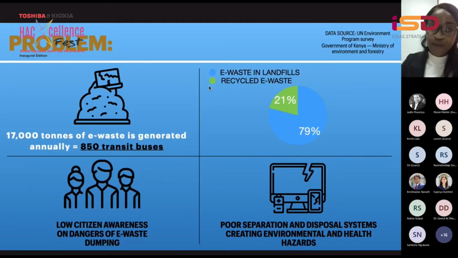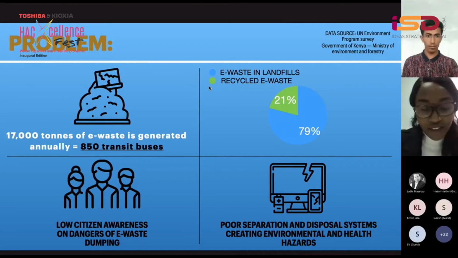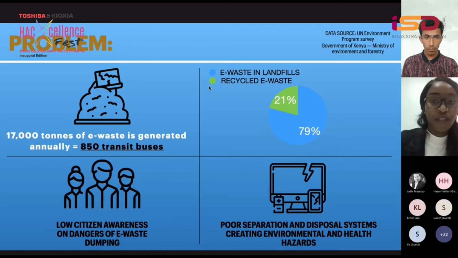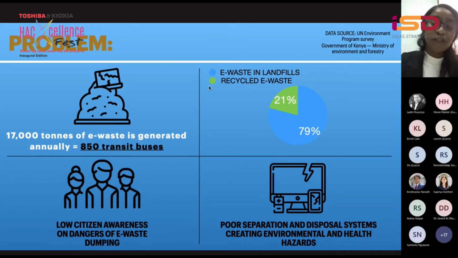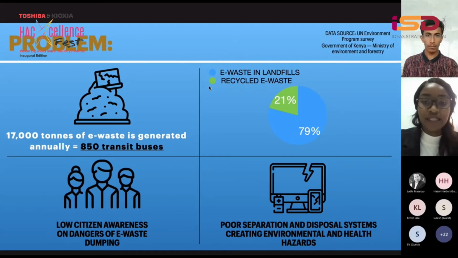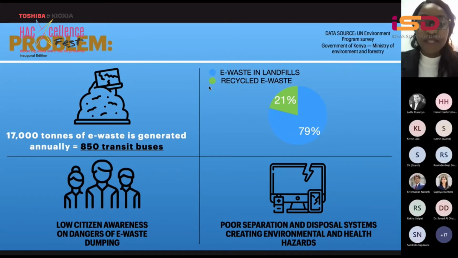Tech Care is a business built over the need to make the good, the better, and the best of electronic wastes. The need has arisen from a recent survey done by the United Nations Environment Programme, where 17,000 tons of e-waste was estimated to be generated here in Kenya, which is equivalent to about 850 transit buses. Out of this, only 21% has been recycled by the existing recyclers, leaving us with a 79% e-waste problem on our environment and its inhabitants. There is low citizen awareness on the dangers of e-waste dumping, as well as poor separation and disposal systems, creating environmental and health hazards.